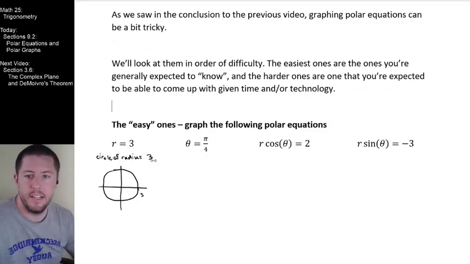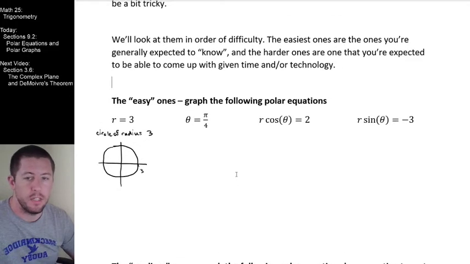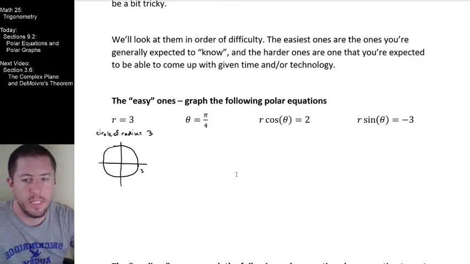The radius is 3. It's a circle of radius 3. It's all points that are 3 units away from the origin. Now, there is a little bit more that I kind of want to say about this right here.